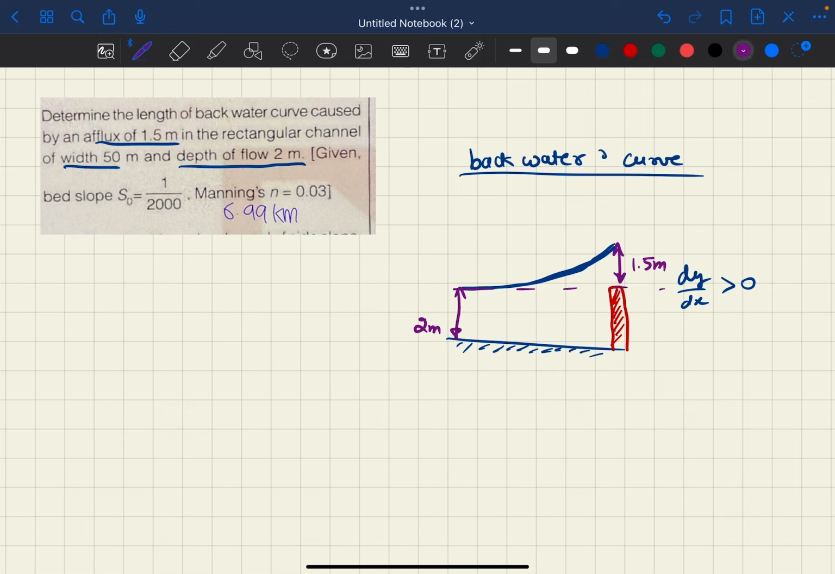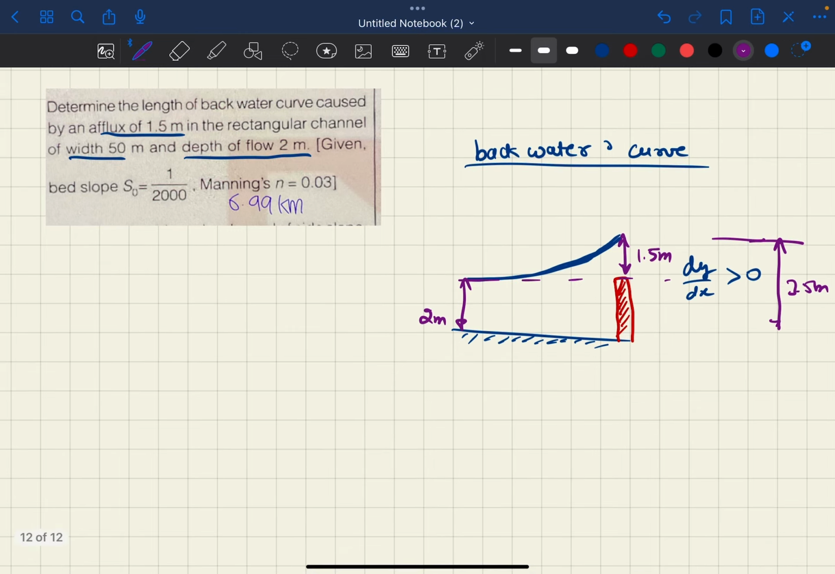So what height is this? This is going to be 3.5 meters. Where this is 2 meters, then this is going to be 3.5 meters. So first we should know the formula. Delta x is equal to mod E(i+1) minus mod E(i) upon S naught minus Sf bar.